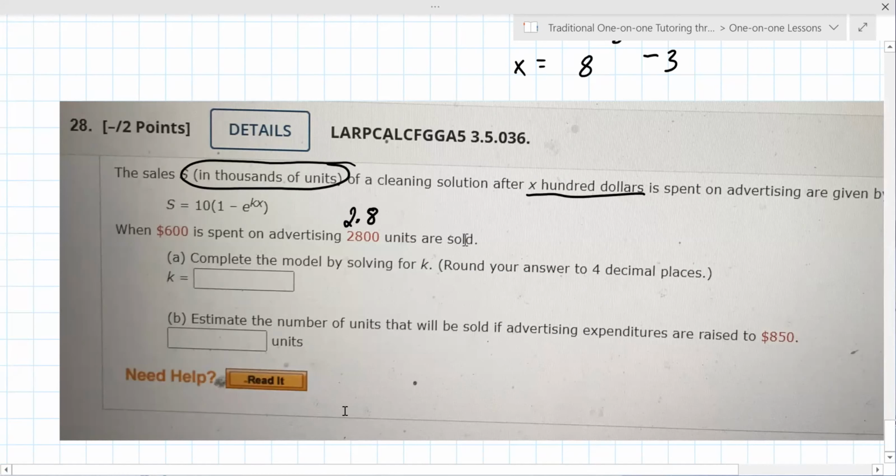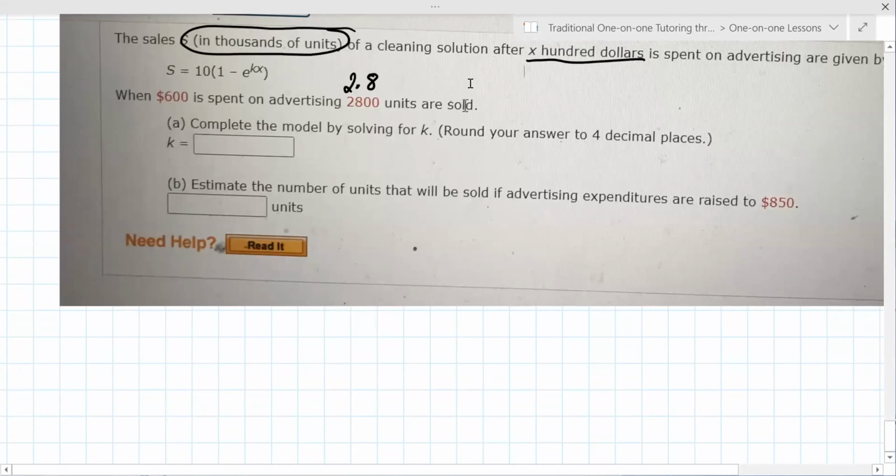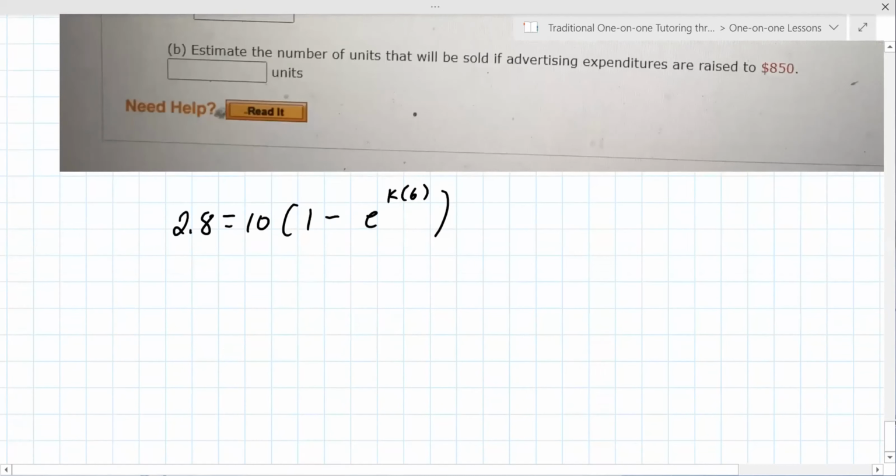So this first part just wants you to find the value of K. They're giving you X as $600, so this is really 6, and S is 2.8. So this is X, this is S: 2.8 equals 10 times (1 minus E to the K times 6 power). And again, you could graph this, you could use that math solver, or you could do it directly.